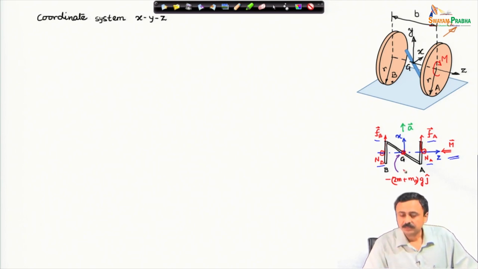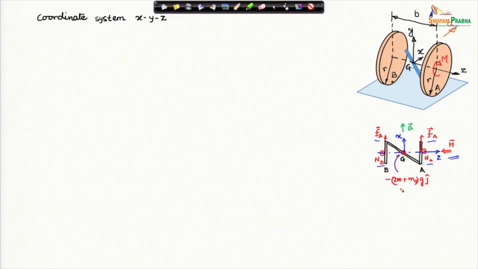and that force is minus of 2 m plus m naught g j cap, 2 times the mass of each disc plus mass of the rod times acceleration due to gravity. And the acceleration that this assembly suffers is in the horizontal direction.